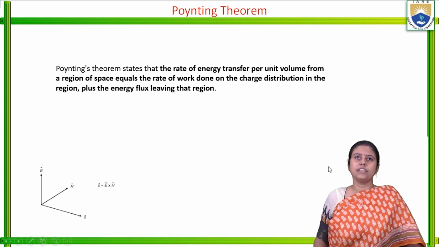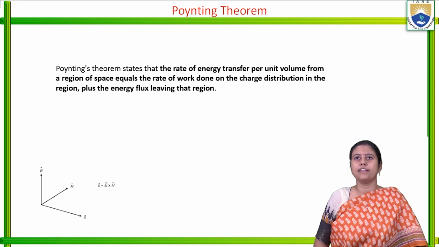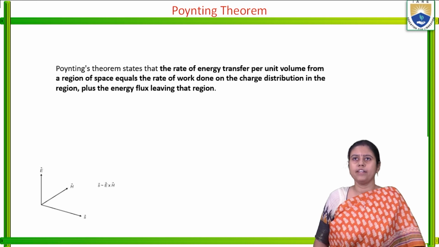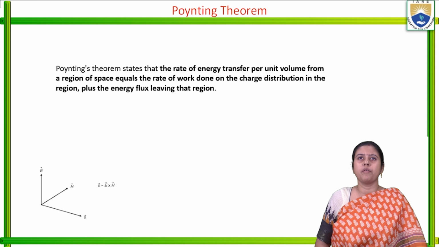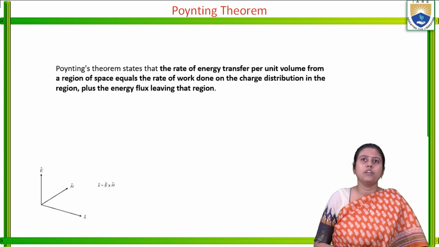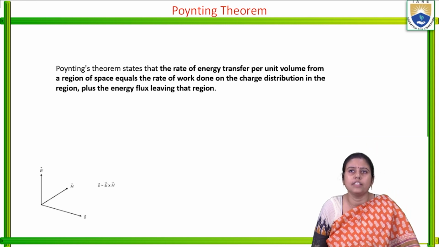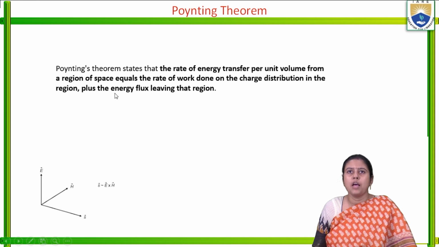And what is the Poynting theorem? Poynting theorem states that the rate of change of energy transfer per unit volume from a region of space is equal to the rate of work done on the charge distribution in the region plus the energy flux leaving the region.